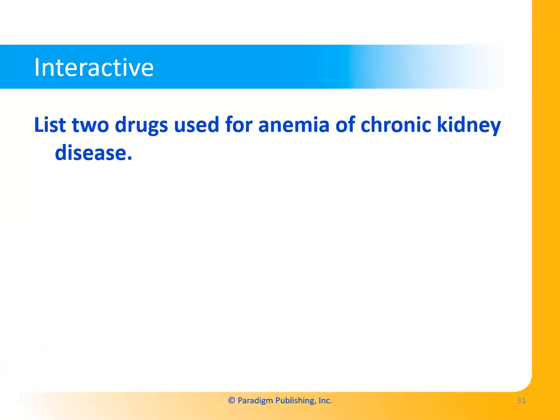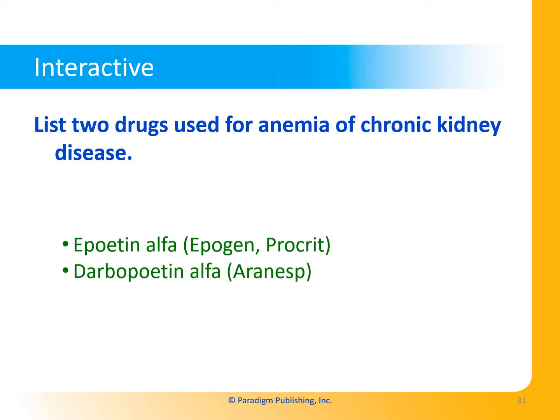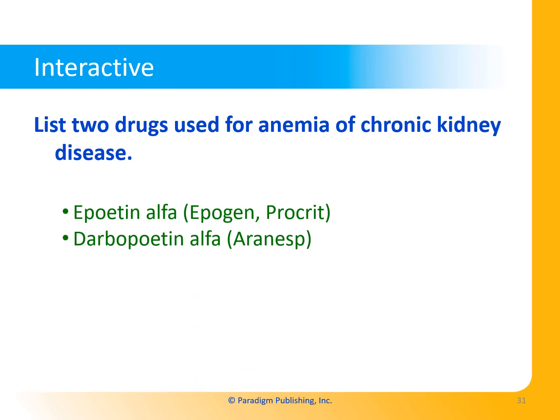List 2 drugs used for anemia of chronic kidney disease. Epoetin and darbepoetin.